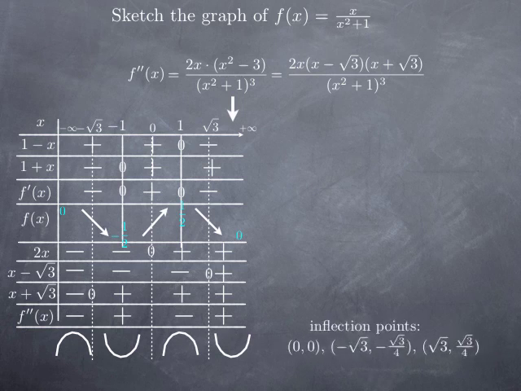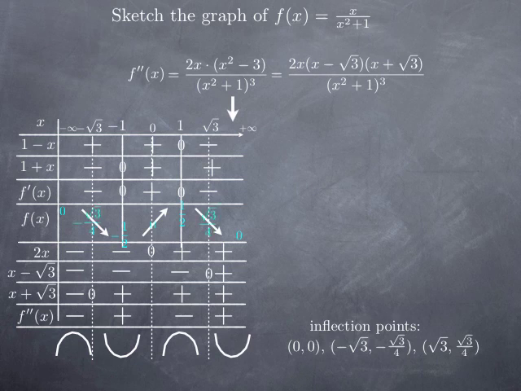We have one at x equals negative root 3. The second coordinate is negative root 3 over 4. This is what we get by plugging negative root 3 in the original function. We have an inflection point at 0, and if we plug x equals 0 in the function we get 0, so (0, 0) is an inflection point. And when x is root 3, if I plug that in the function I get root 3 over 4. So this point, root 3 over 4, is also an inflection point.